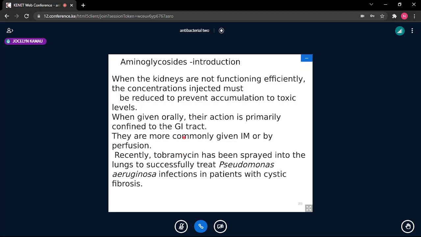When given orally, they are primarily confined to the GIT. So sometimes you can give them orally to clean the GIT, in case you are about to do a surgical maneuver within the GIT, but they will definitely not be absorbed. They are more commonly given IM or by perfusion. Recently, tobramycin has been sprayed into the lungs to successfully treat Pseudomonas aeruginosa infections in patients with cystic fibrosis.